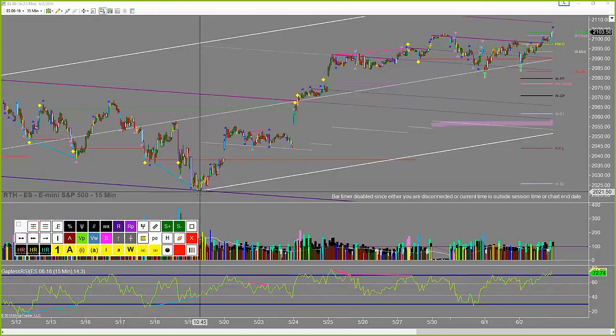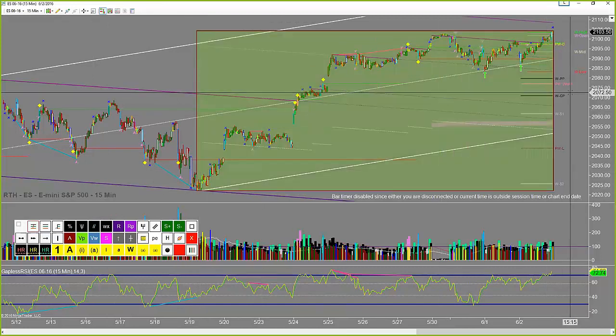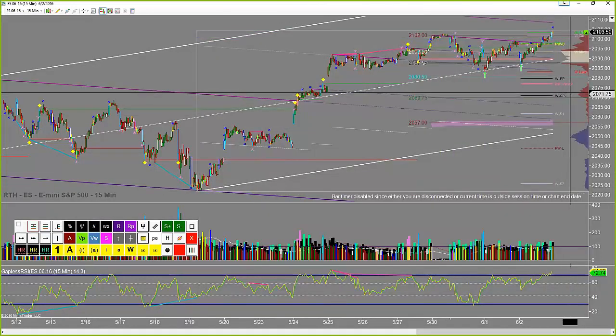On the RTH or the ETH? ETH. It probably is on the RTH as well. Yeah, it is. It's the VPOC of the entire move. Very nice.